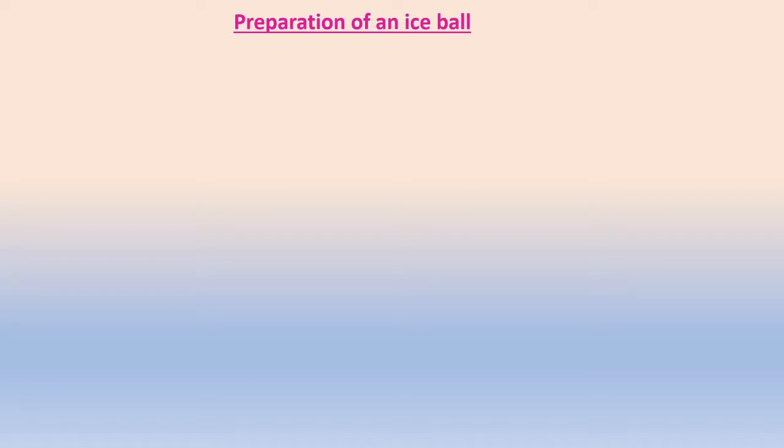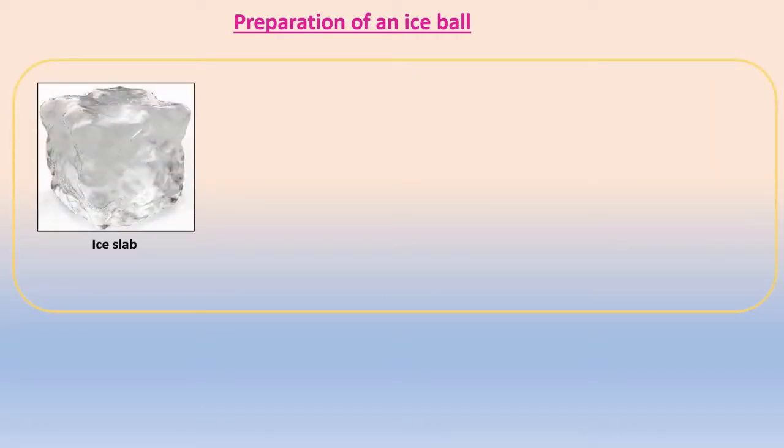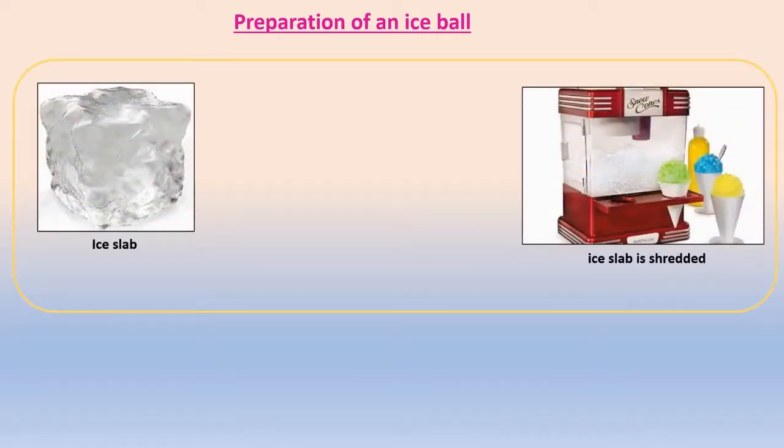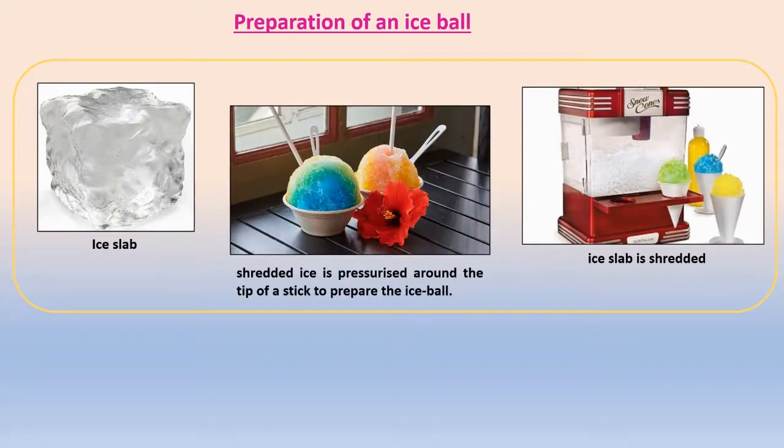For the preparation of an ice ball, what are the steps needed? What is the actual process of preparing an ice ball? Let us see that now. First, an ice slab is taken and then it is shredded with the help of a machine. So we get finely shredded pieces of the ice slab. And then this shredded ice is pressurized around the tip of a stick to prepare the ice ball.